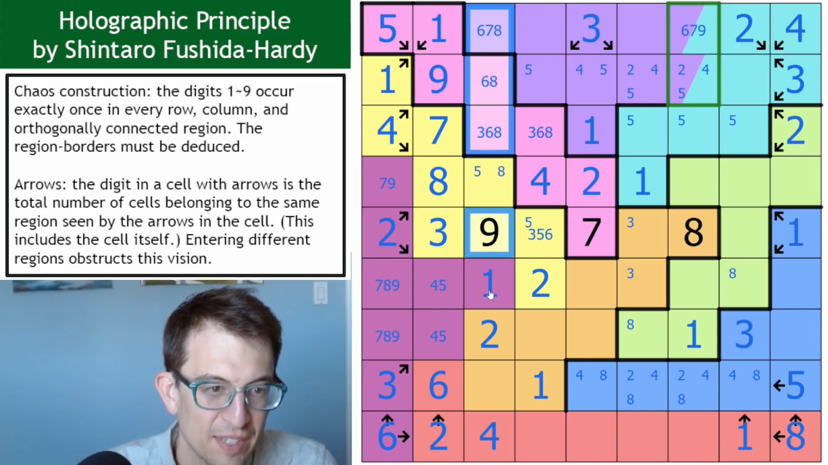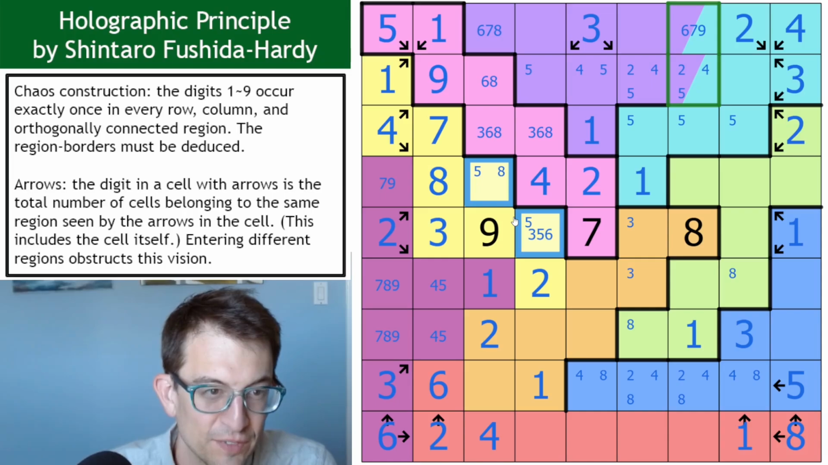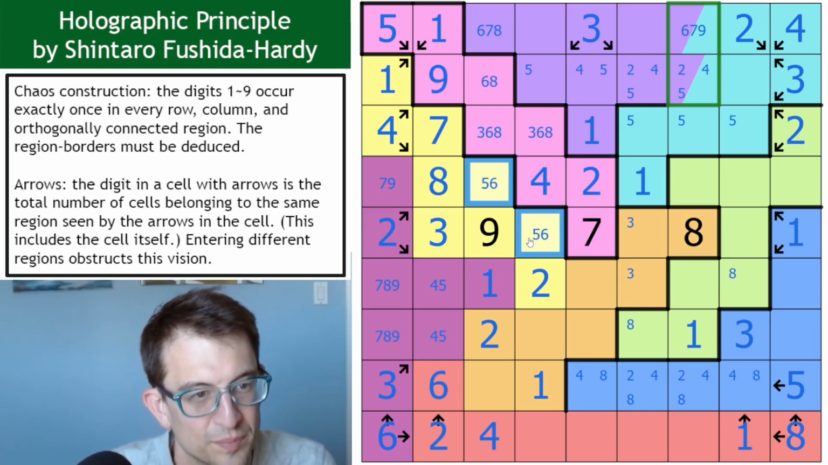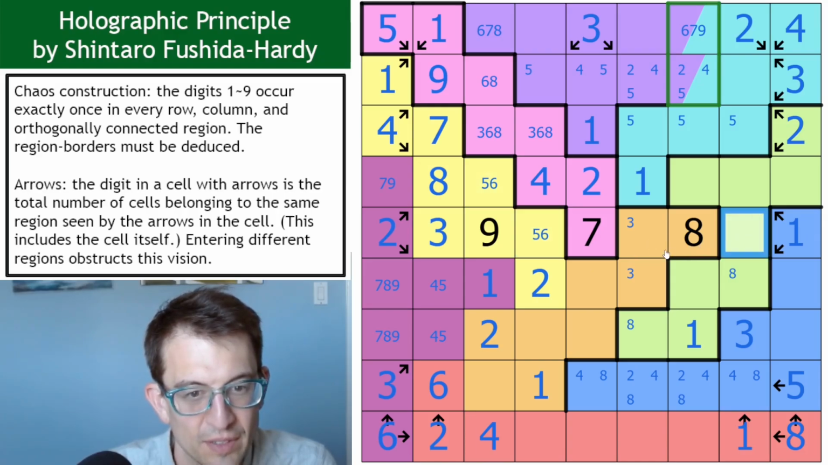3, 5, 6, 7, 8. What are these? Not 3. These are not 8. Hold on. Is this a 5, 6 pair? I think it is. I don't see anything that conflicts with either of those. This could be 3. Oh, no, it can't be 3.